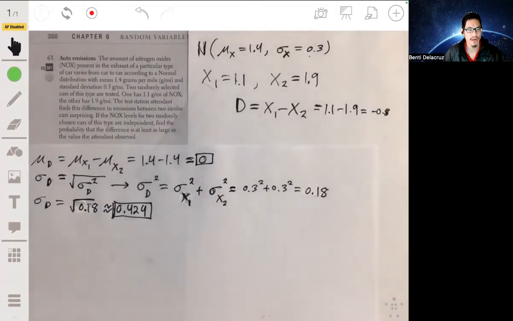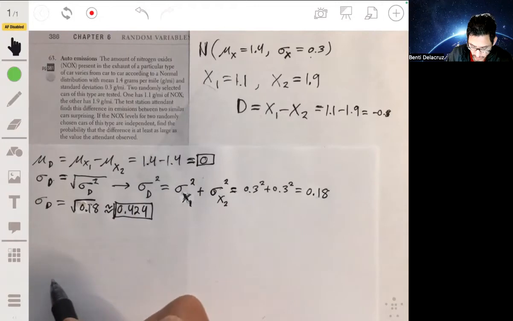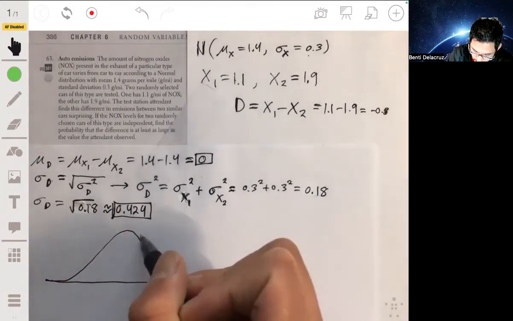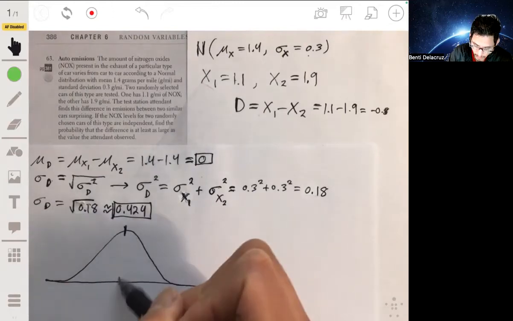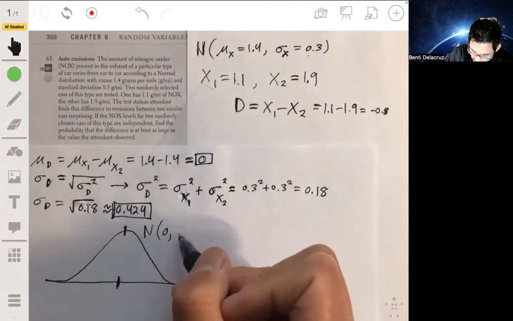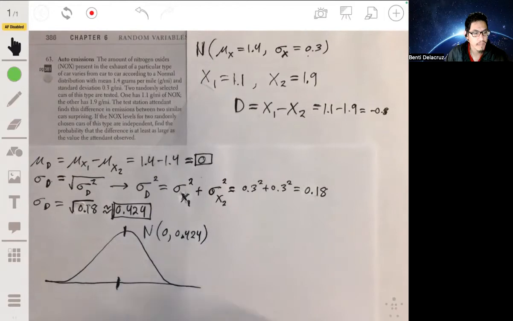So let's look to see what we got going on. Let's draw a picture of what we're trying to find. I'm going to draw a normal distribution. This will be the distribution of D. It's normal with a mean of 0 and a standard deviation of about 0.424. So this is 0.